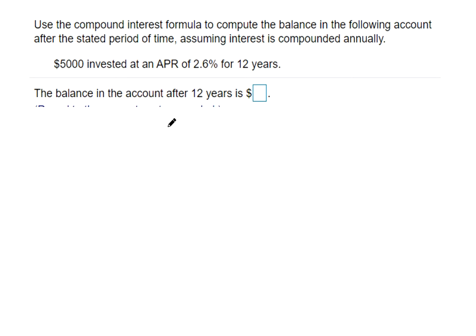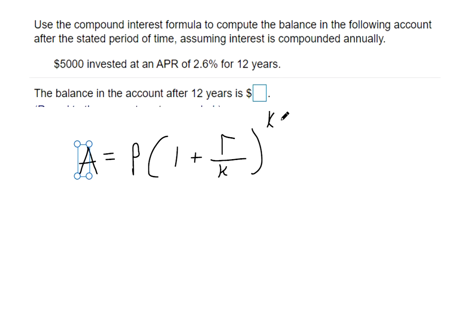Okay, so we're asked to use the compound interest formula to compute the balance. Somebody parked $5,000. They're getting 2.6% interest for 12 years. So here's what the formula looks like. Now normally it's R divided by K. I think I'm going to put that in there because there's probably going to be a problem that involves that.